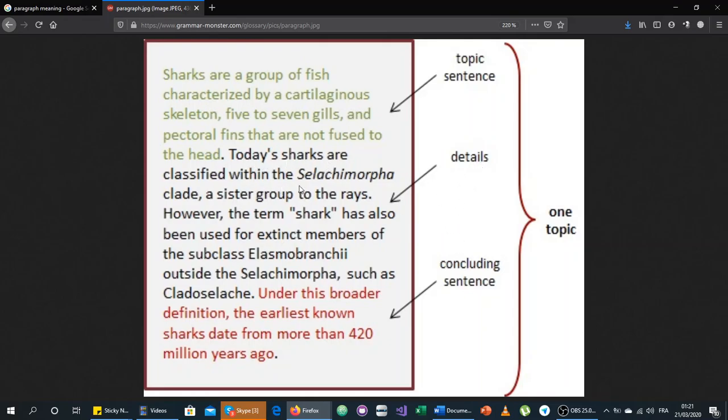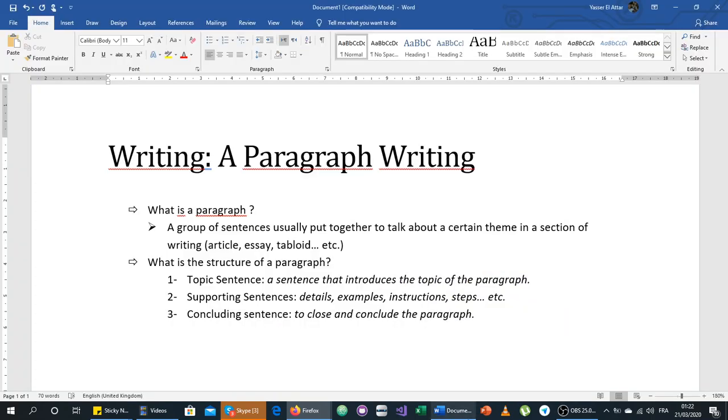Today's sharks are classified within the Selachimorpha, or whatever it is, a clade, a sister group to the rays, okay? However, the term shark has also been used for extant members of the subclass Elasmobranchii, outside the Selachimorpha, such as Cladoselache. Okay, so here you are given details of the sharks. Here you talk in general about what sharks are, but here you are given details. Then you conclude, for example, under this broader definition, the earliest known sharks date from more than, you just give information to close. But in general, the whole paragraph is talking about one topic, which is sharks.